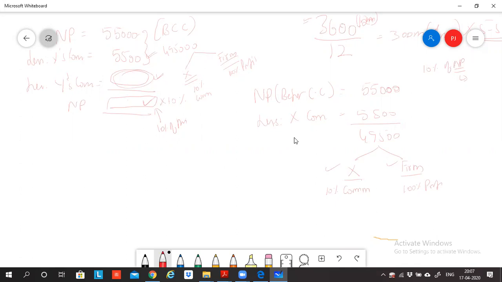So I have a net profit which is 55,000. From that I minus X commission. So this 49,500 belongs to two people. In this 49,500, X's commission of 10% is there, and firm's 100% profit is there. So if you say this 49,500 belongs to two people, then this 49,500 is equivalent to 110 percentage. Correct? If this belongs to two people, how much does it belong to 100%?